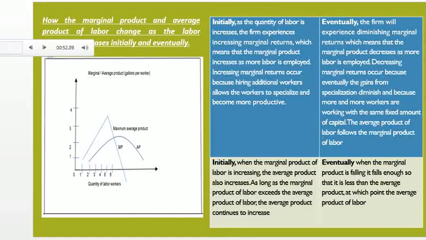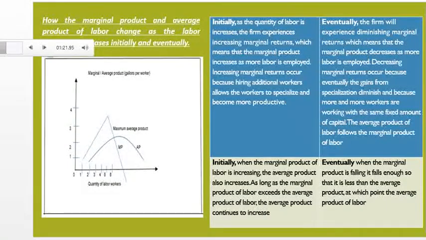The average product of labor follows the marginal product of labor. Initially, when the marginal product of labor is increasing, the average product also increases. As long as the marginal product of labor exceeds the average product of labor, the average product continues to increase. And eventually, when the marginal product is falling, it falls enough so that it is less than the average product.